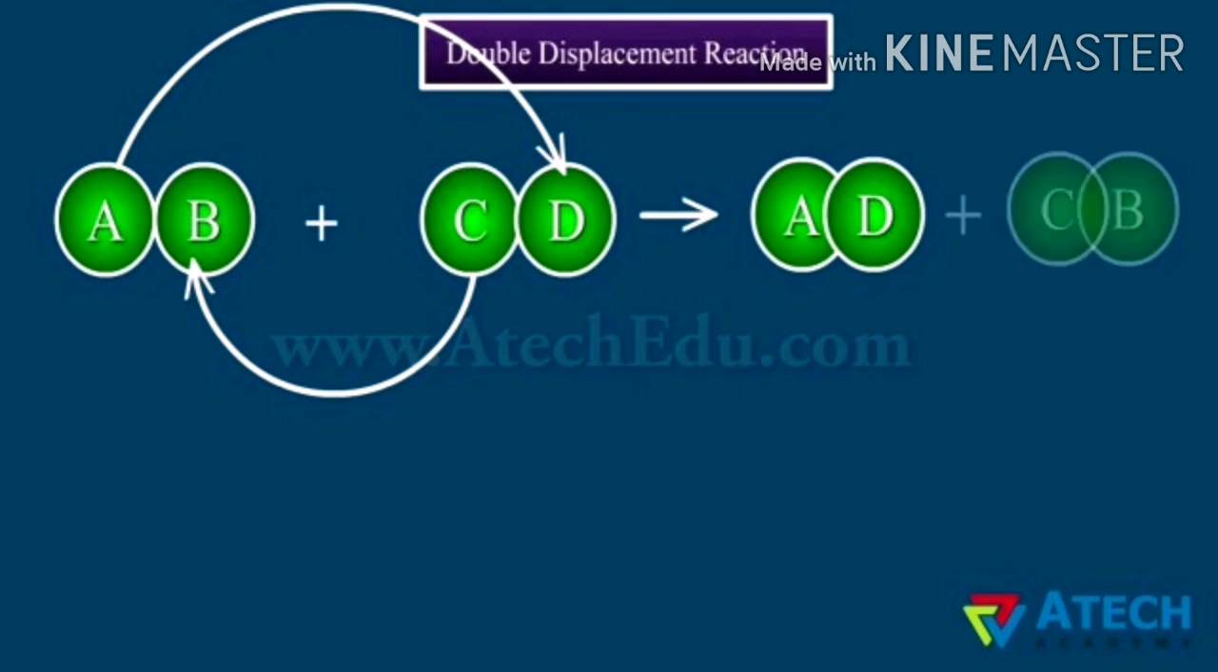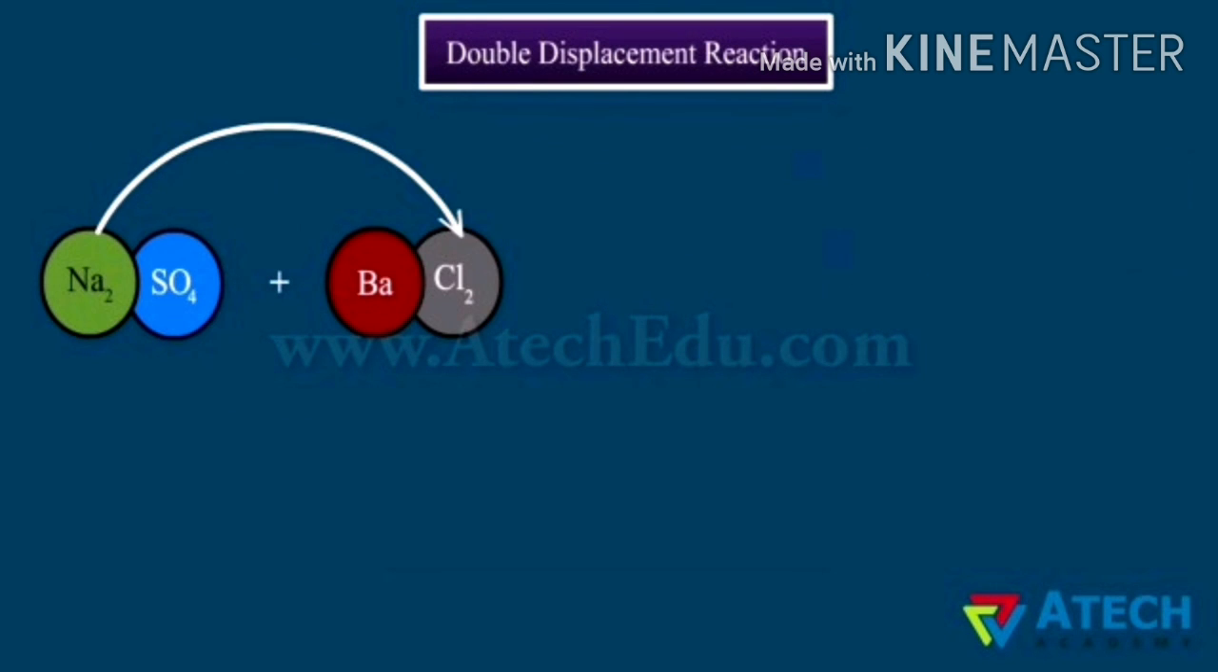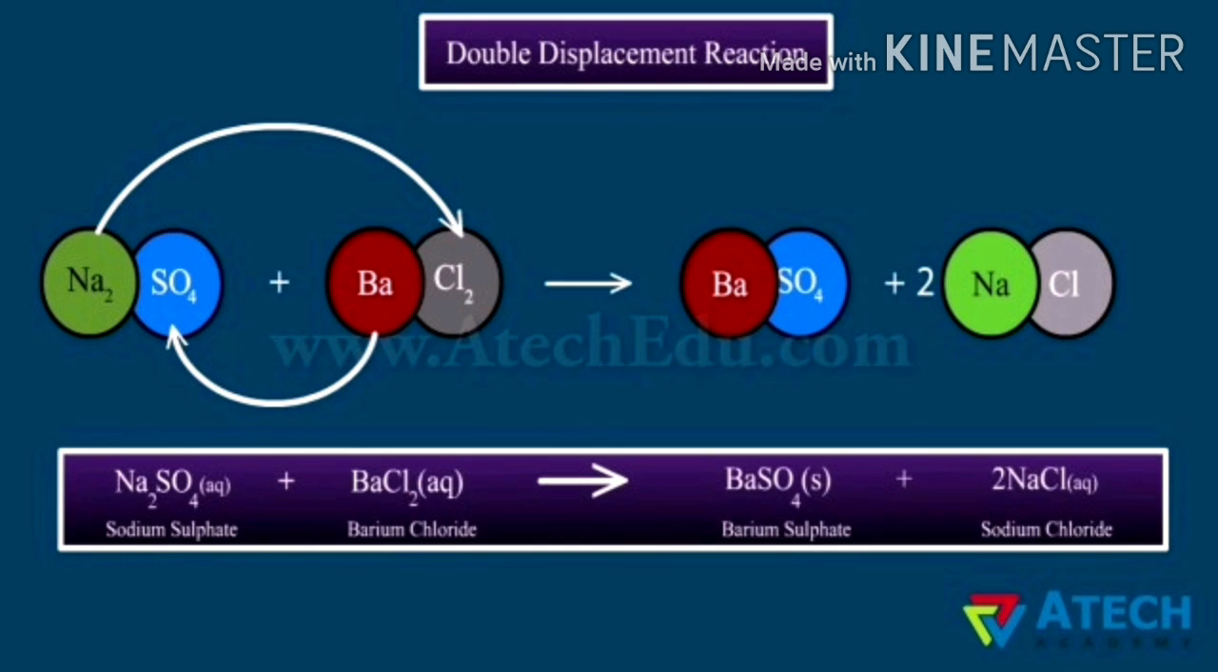A double displacement reaction is a reaction in which ions are exchanged between the reactants. The general form of a double displacement reaction is AB and CD, which undergo double displacement to form AD and CB. A classic example is sodium sulfate reacting with barium chloride to form barium sulfate and sodium chloride.